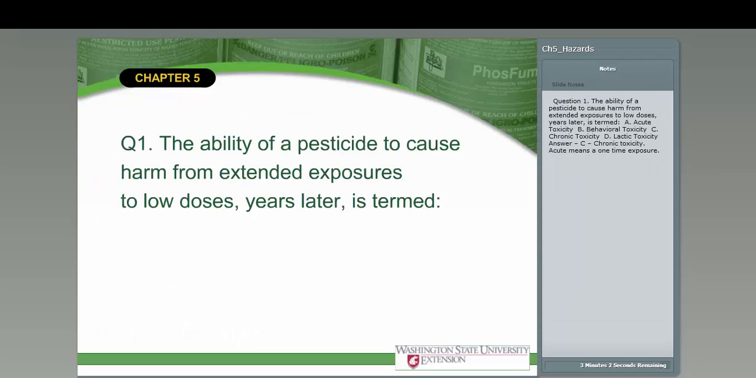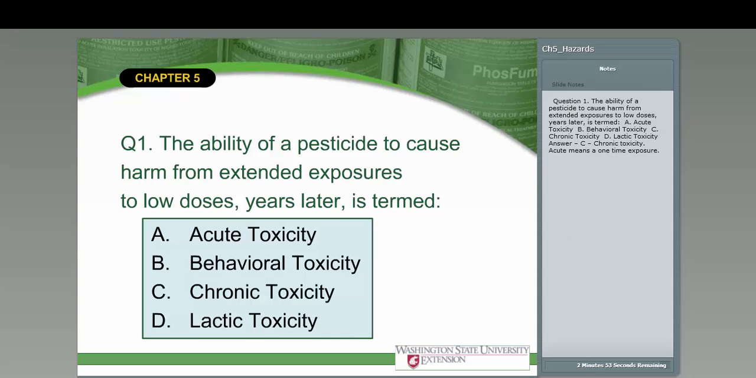Question 1. The ability of a pesticide to cause harm from extended exposures to low doses years later is termed A. Acute toxicity, B. Behavioral toxicity, C. Chronic toxicity, D. Lactic toxicity. The correct answer is C. Chronic toxicity. Acute means a one-time exposure.